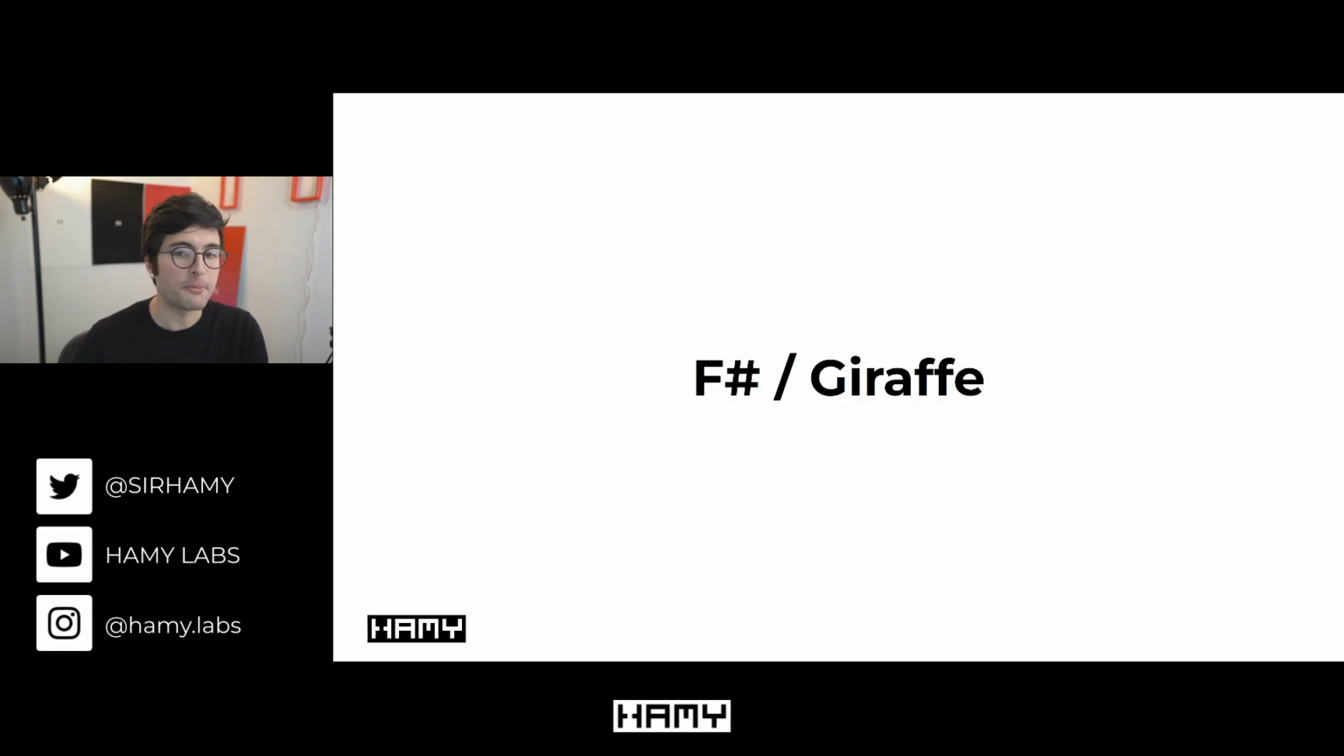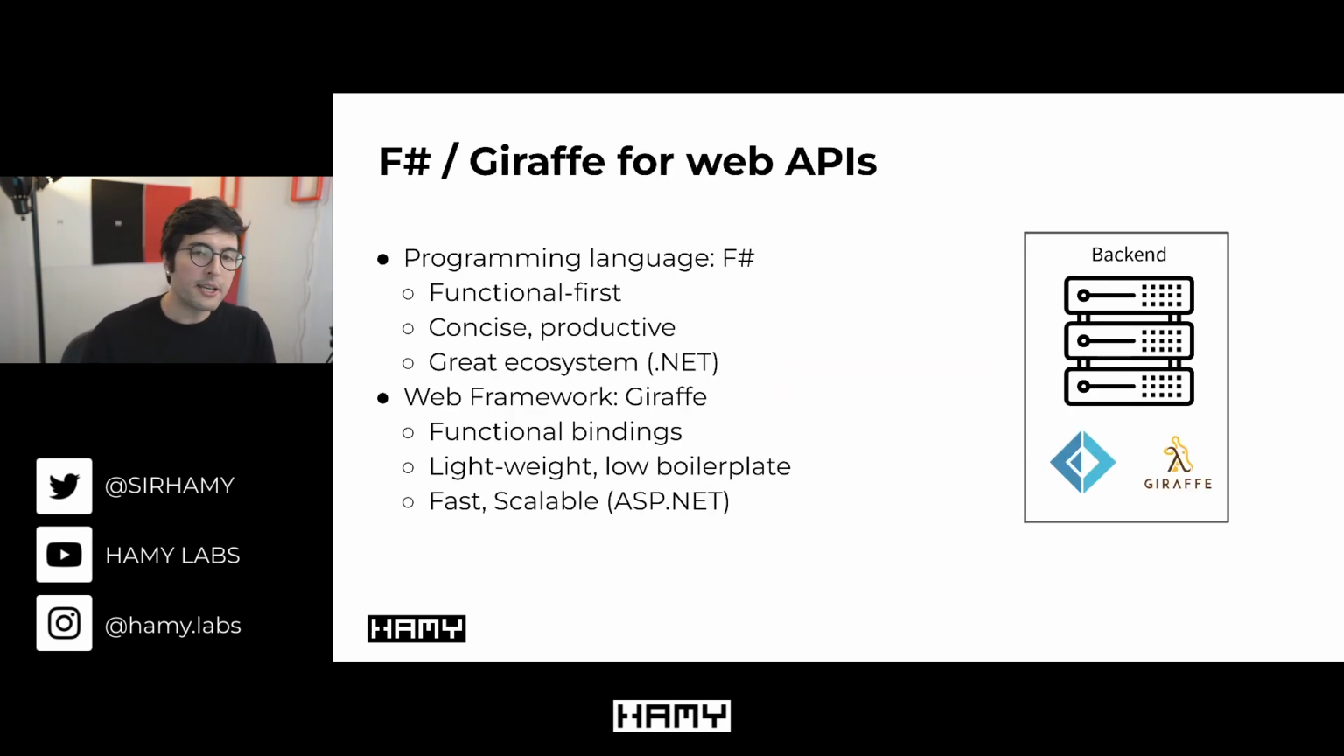So first, F# and Giraffe. This is currently my favorite stack for building web APIs. F# is a programming language. It's functional first, but it really focuses on productivity with conciseness, its type system, all sorts of things. And it also has a great ecosystem through .NET, which means you basically get all the power and libraries that the C# people, top 5, top 10 languages in the world, have been building.